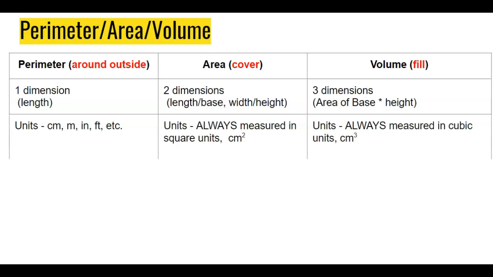When we measure perimeter, we use linear units like centimeters, meters, inches, feet. When talking about area, we always use square units like centimeters squared. And for volume, we use cubic units like centimeters cubed.